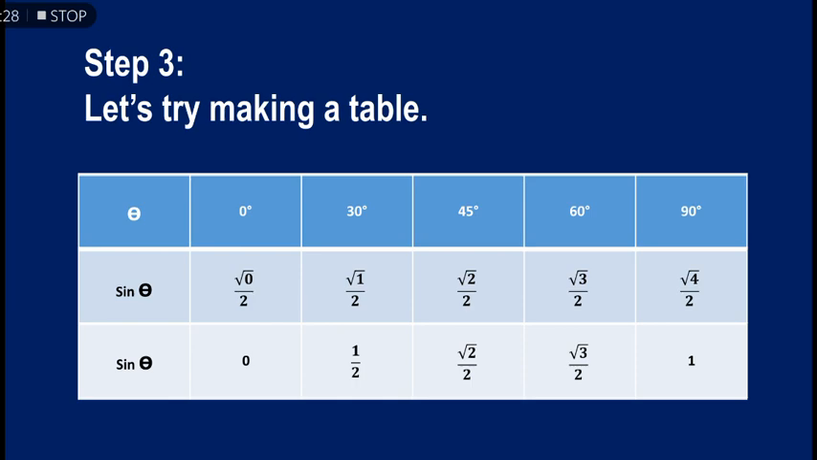That is, half of square root of 0 is 0, half of square root of 1 is 1 by 2, half of square root of 2 is square root of 2 by 2, half of square root of 3 is square root of 3 by 2, and half of square root of 4 is 1. So sine of 0 degree is 0, sine of 30 degrees is 1 by 2, sine of 45 degrees is square root of 2 by 2, sine of 60 degrees is square root of 3 by 2 and sine of 90 degrees is 1. Step 4.